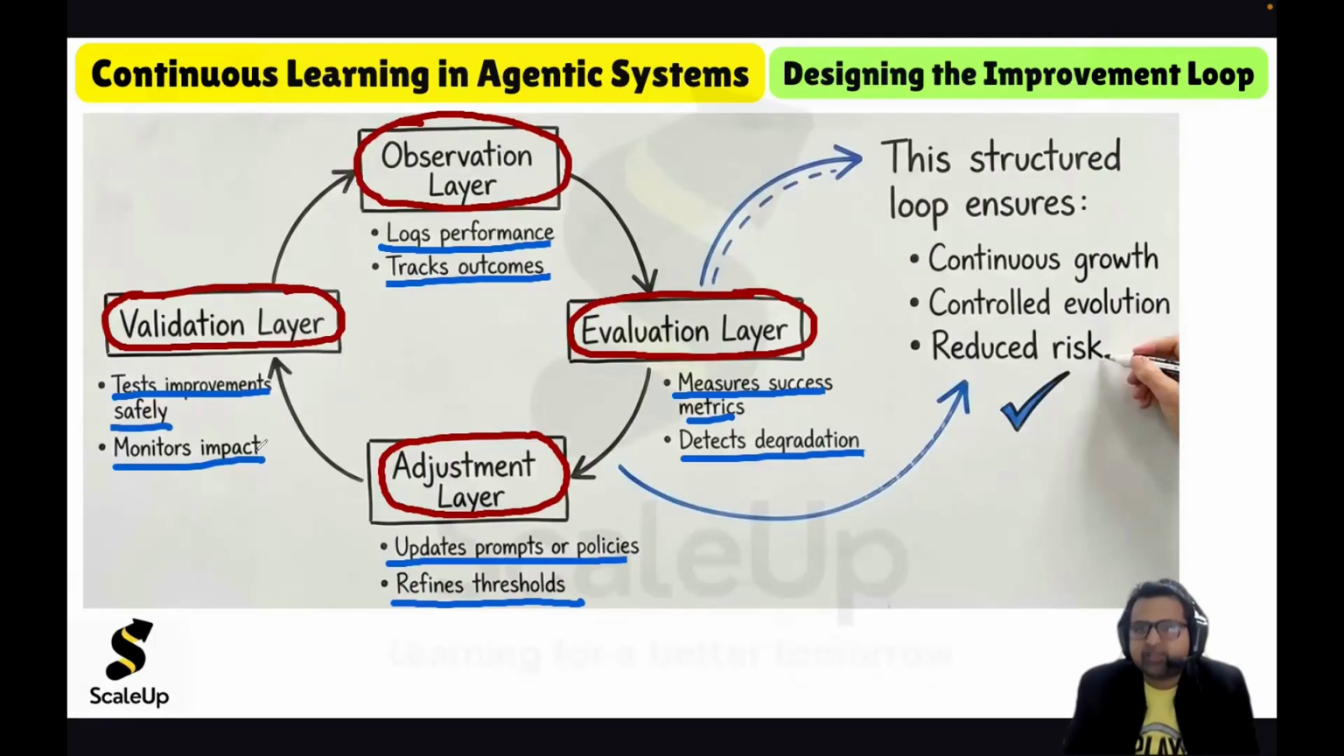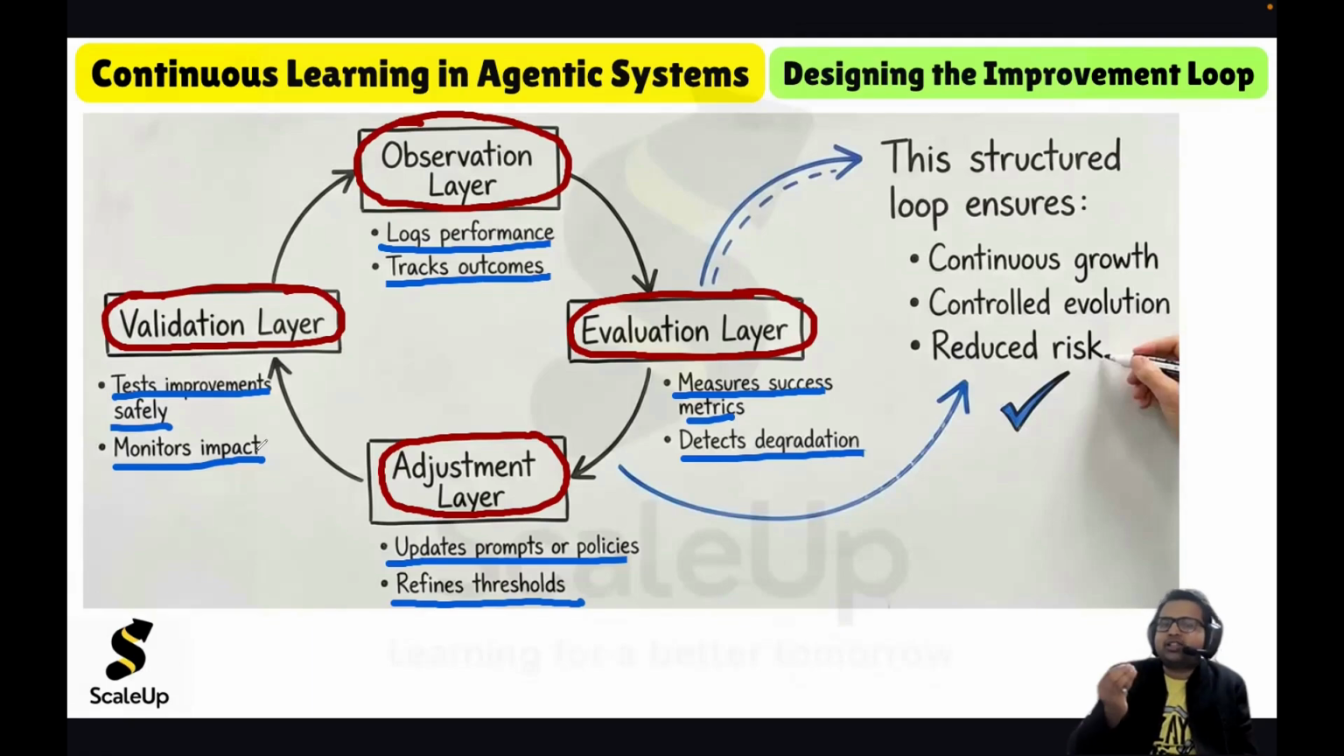So we are discussing the improvement loop. The idea is that we start with the observation layer. The observation layer will observe the performance and the outcomes. It will log the performance, it will track the outcome, and then it will give it to the evaluation layer. The evaluation layer will evaluate the performance and the outcome, wherein it will measure the success metrics, and it will also detect degradation. And based on the results of the evaluation, it will be given to the adjustment layer.